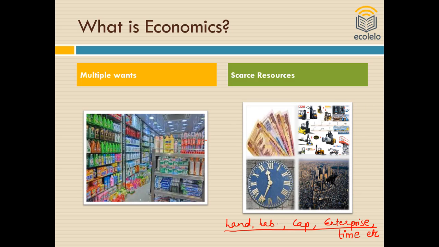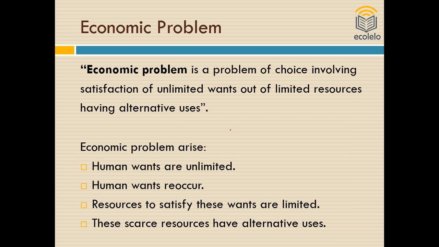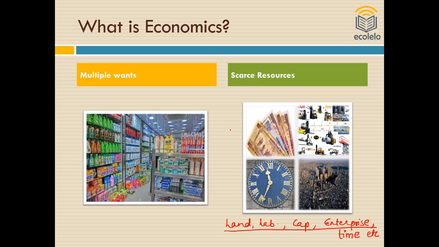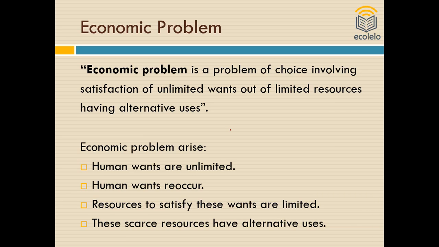Now, from this fact that we have multiple wants, we have never-ending wants. I want this, I want this, I want this. Every day I want something else, something new. And because of these multiple wants, and because of the scarcity of resources, there arises an economic problem. Now, what is an economic problem? An economic problem is a problem of choice involving satisfaction of unlimited wants out of limited resources. And again, those resources have alternative uses.